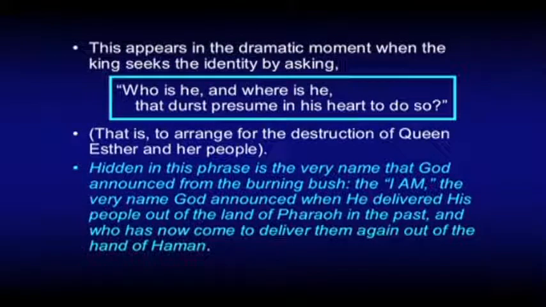Hidden in this phrase is the very name of God that was announced in the burning bush, the I Am, the very name of God announced when he delivered his people out of the land of Pharaoh in the past, and who has now come to deliver them again out of the hand of Haman. See the parallel, how appropriate it is to use that same name as he did with regards to the deliverance from Egypt. Well, that's the acrostics in Esther.